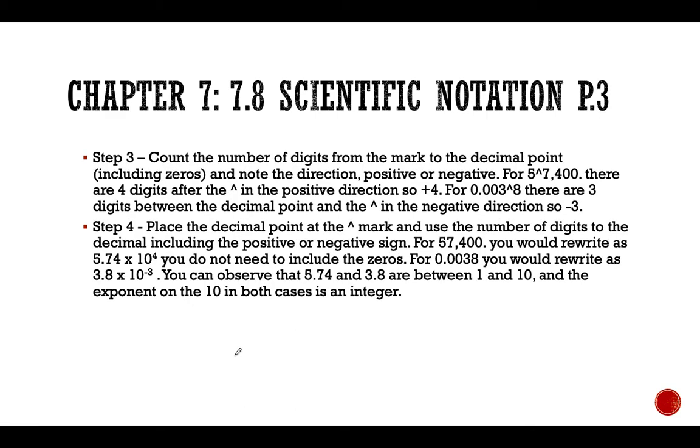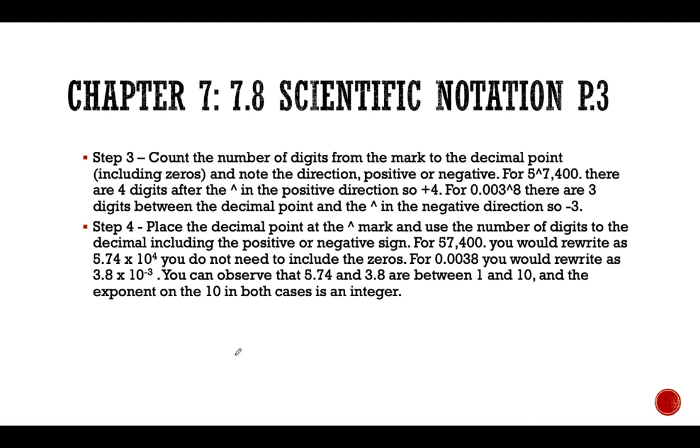Next, count the number of digits from the mark to the decimal point, which includes zeros, and note the direction, whether it's positive or negative. For 5 mark 7400 decimal, there are 4 digits after the mark in the positive direction, so plus 4, and for 0.003 mark 8, there are 3 digits between the decimal point and the mark in the negative direction, so negative 3. And last, place the decimal point at the mark and use the number of digits to the decimal, including the positive or negative sign, as the exponent for 10.